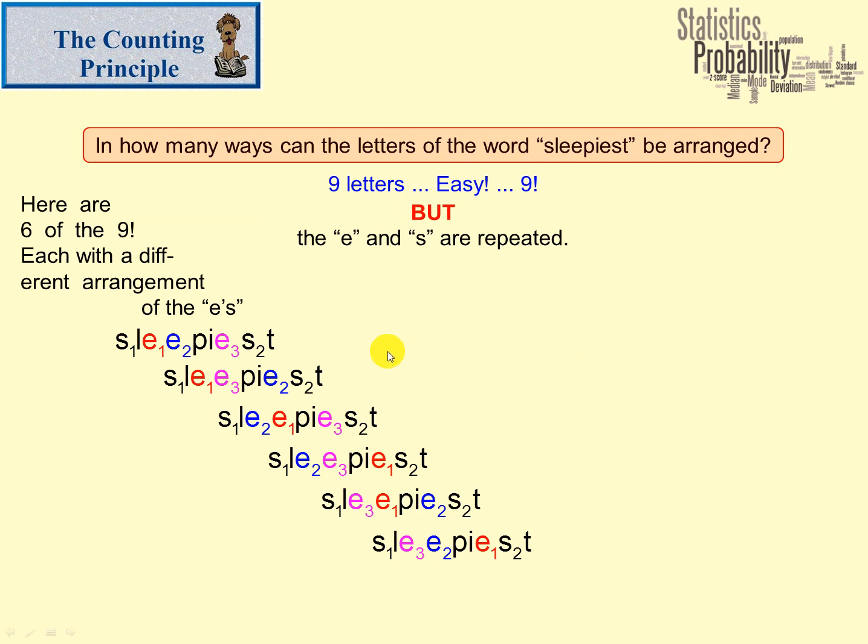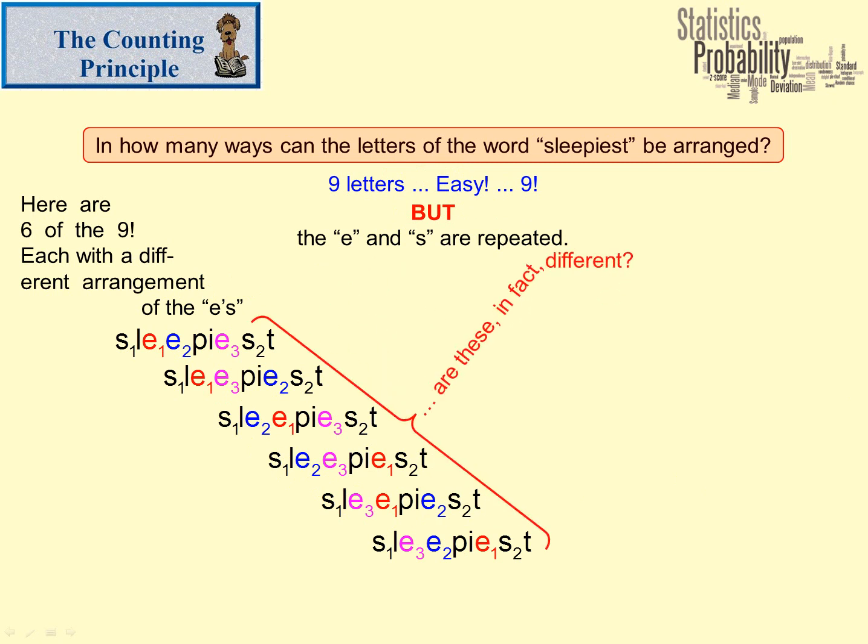Here are 6 of the 9 factorial. This is just one group of 6. Now, I don't know if you can see why I've chosen it, but you'll see everyone has an S, L, E, E, P, I, E, S, T. Everyone has the same. But what I have done is I've arranged the E's in different orders in every case. So there are 6 different arrangements, and 9 factorial will include those as 6 different arrangements.